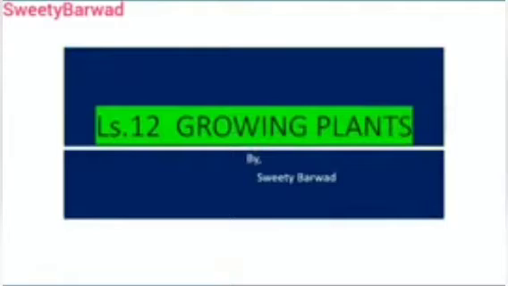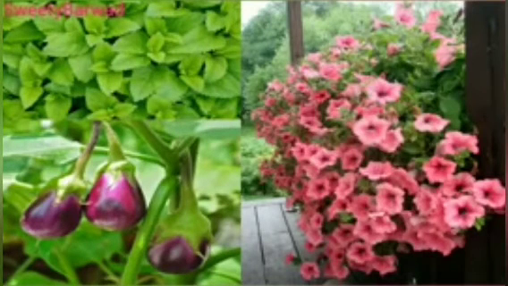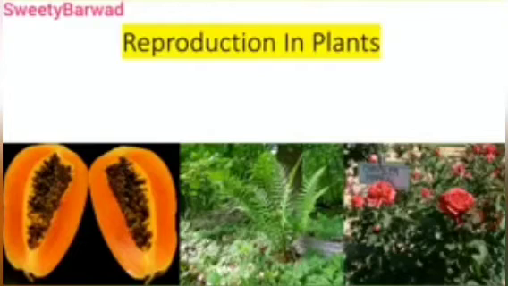Good morning, children. We have completed 10 chapters, so today we will start lesson number 12, Growing Plants. In this chapter, we will learn about plants, how they grow and how they reproduce. Like all living beings, plants produce their own kind. Let us take a look at how young plants are produced and how they grow.